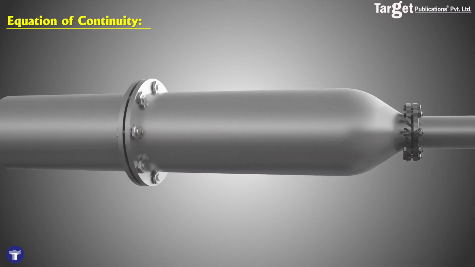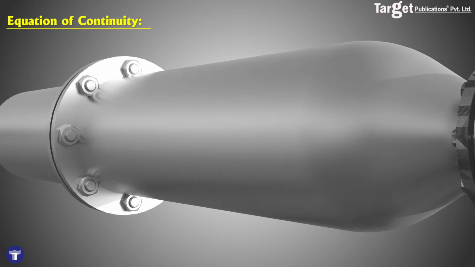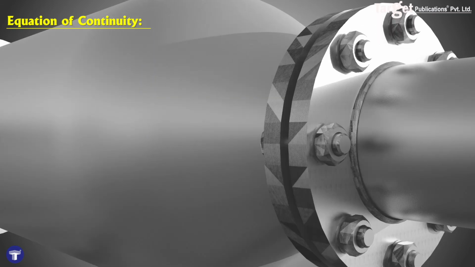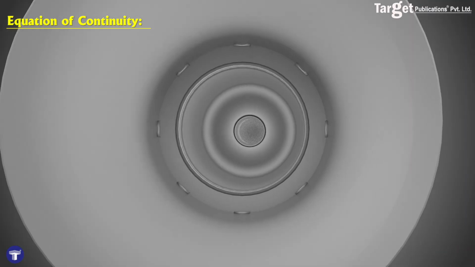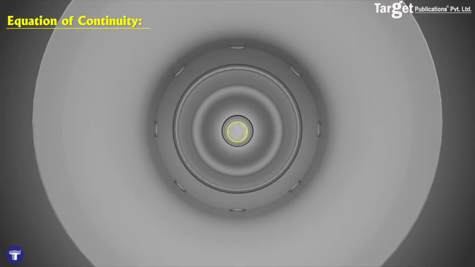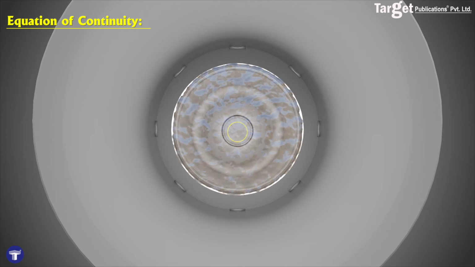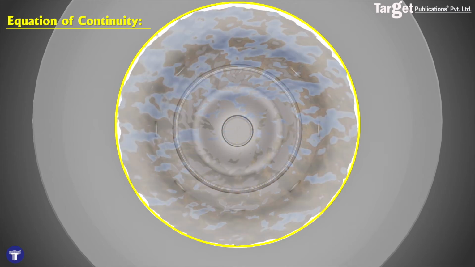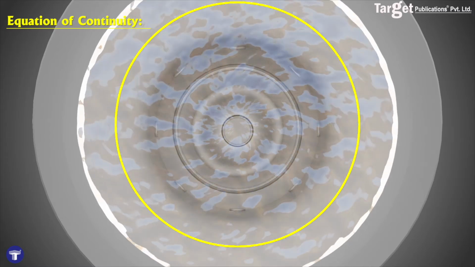Have you ever wondered what happens to the speed of a liquid as it flows through a pipe of varying cross-section? Since tubes of flow do not intersect, the mass of a fluid entering a given tube through any cross-section of the tube in a given time interval is always equal to the mass flowing out through any other cross-section in the same time interval.